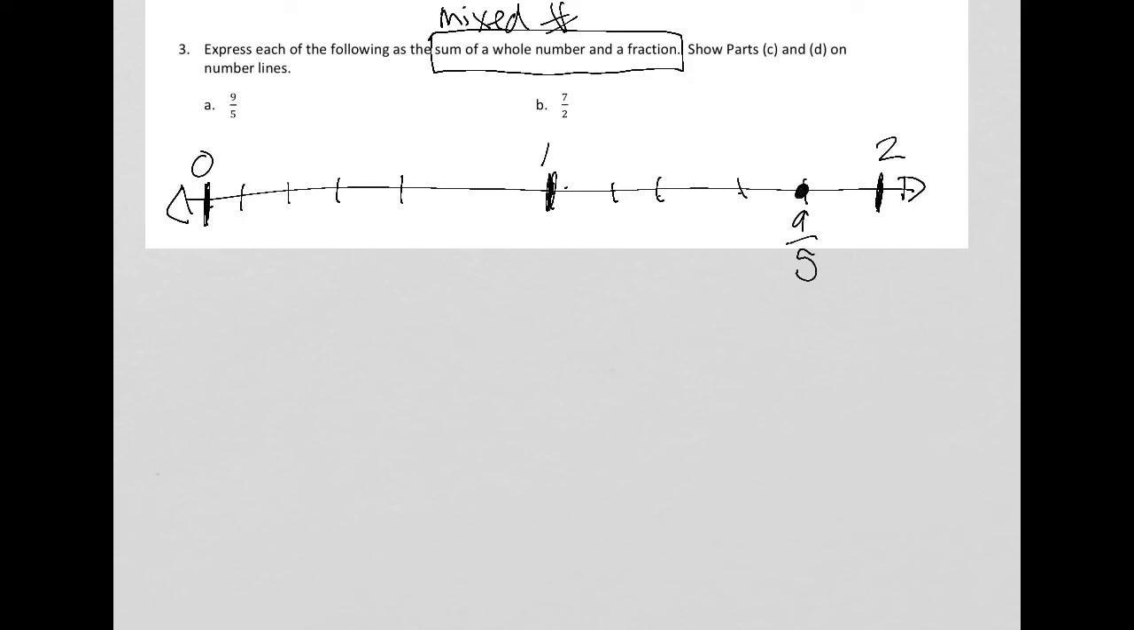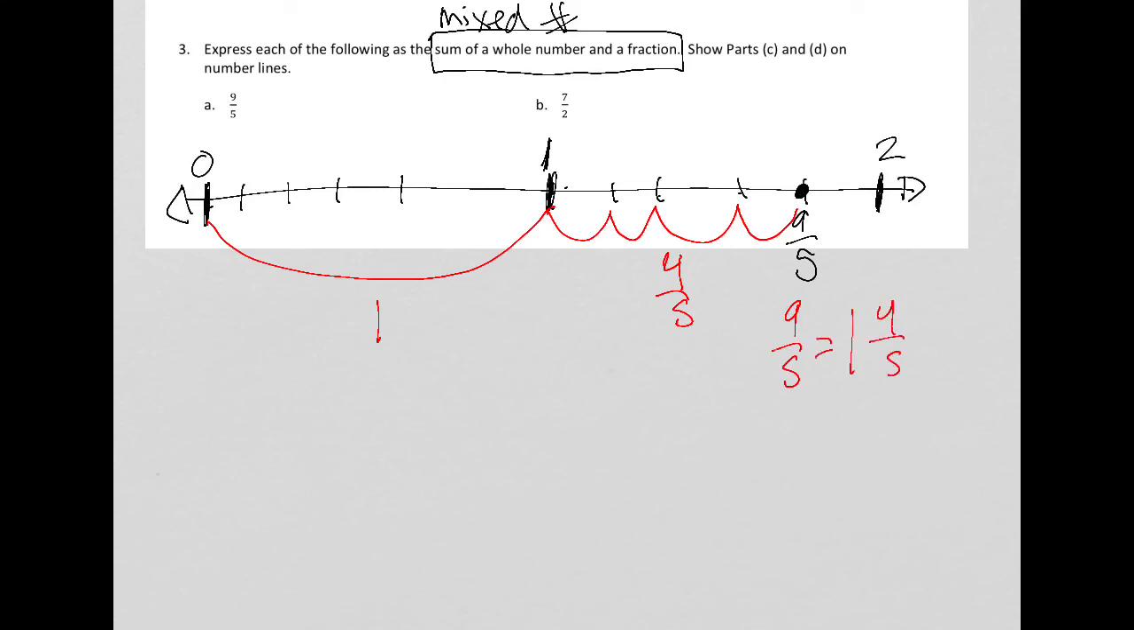So when I look at my number line, I can tell that 9/5 has one whole, right? There's my one whole, and it has 1, 2, 3, 4 fifths. So I can say that 9/5 equals 1 and 4 fifths. So that's how you can solve it with a number line.